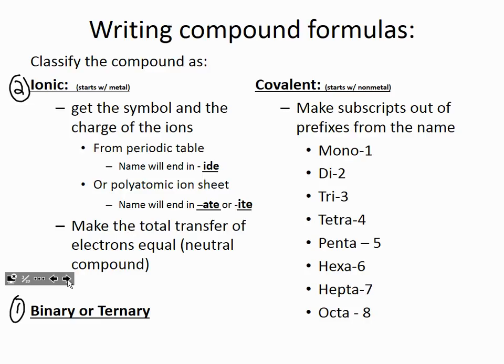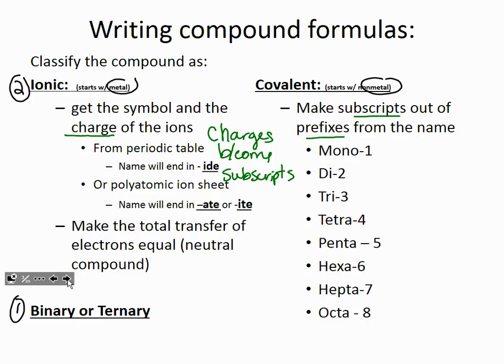You learned in Unit 2 that for ionic compounds, we can use a rule of thumb. If they start with a metal, that compound is classified as ionic. If it starts with a nonmetal, that compound is classified as covalent. So here's what it boils down to. If it is ionic, charges become subscripts. If it's covalent, we get our subscripts from these prefixes.